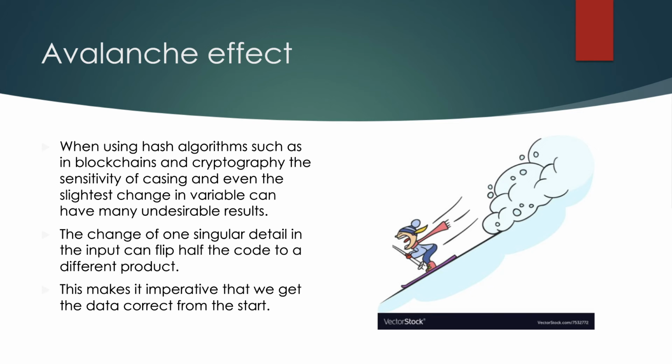This makes it imperative that we get the data correct from the start, the data we input into the algorithm, because as much as you might be disappointed by the product that comes out, you may have just put in the wrong input. So it's very important that the user is aware of the information they're putting in, as much as the algorithm is doing its part.